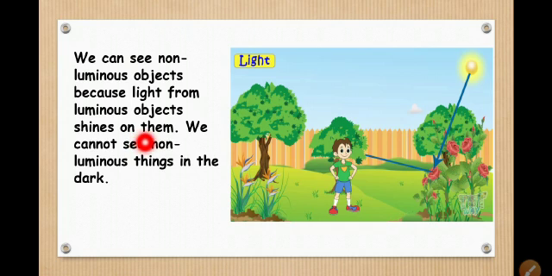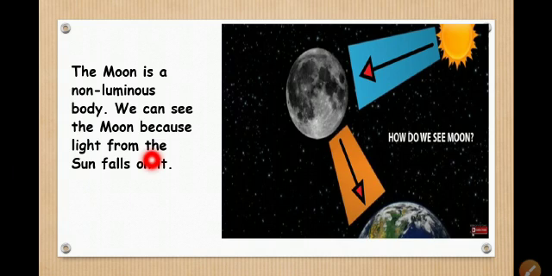We can see non-luminous objects because light from luminous objects shines on them. We cannot see non-luminous things in the dark. So we can see non-luminous objects only because light from luminous objects falls on them. That's why we cannot see non-luminous objects in the dark. The moon is a non-luminous body. We can see the moon because light from the sun falls on it. So in this picture, you can see when the light falls on the moon, we can see the moon, or that part of the moon on which the light from the sun falls.